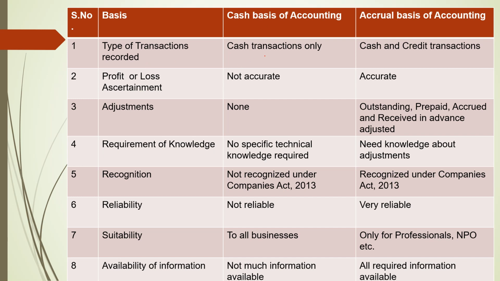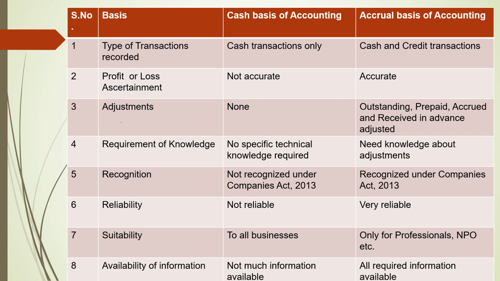In cash base of accounting, it is only the cash transactions which get recorded. But in accrual base of accounting, you saw cash and credit transactions, so cash sales as well as credit sales. Both are taken into consideration if they are related to the current year. So that is one point of difference that you can find. Second, as you saw from the calculations, the profit or loss ascertainment is not very accurate when you're following cash base of accounting, but accurate when you follow accrual basis of accounting, because for that accounting period, what is related to that has been taken in ascertainment of the profit or loss of that particular year.